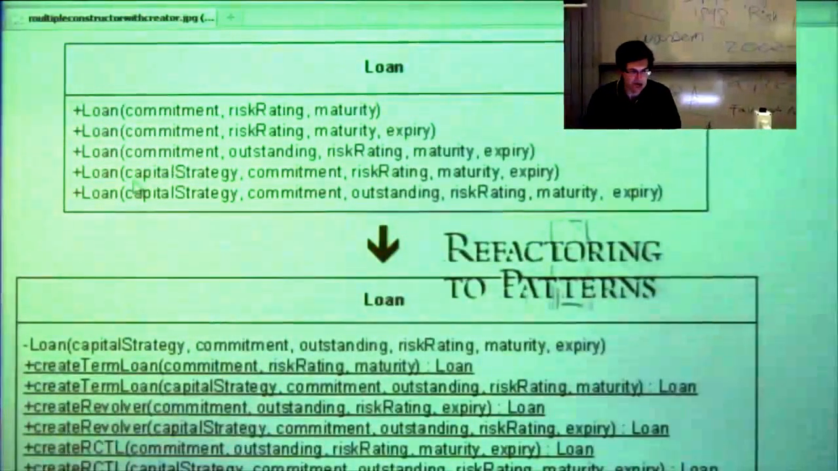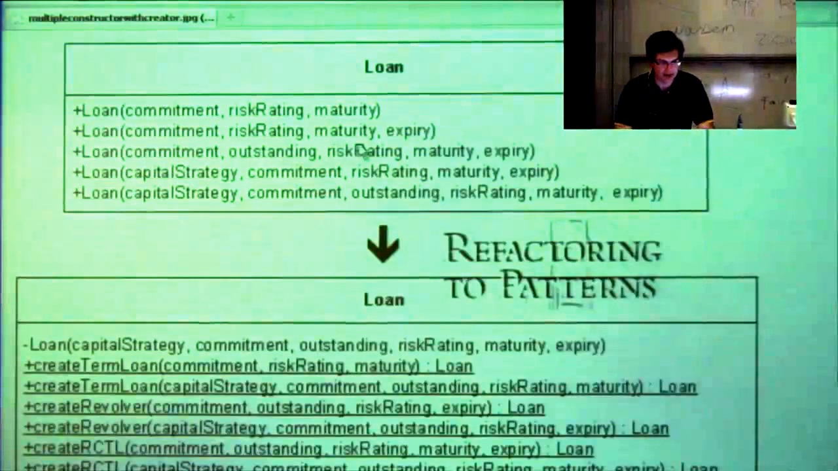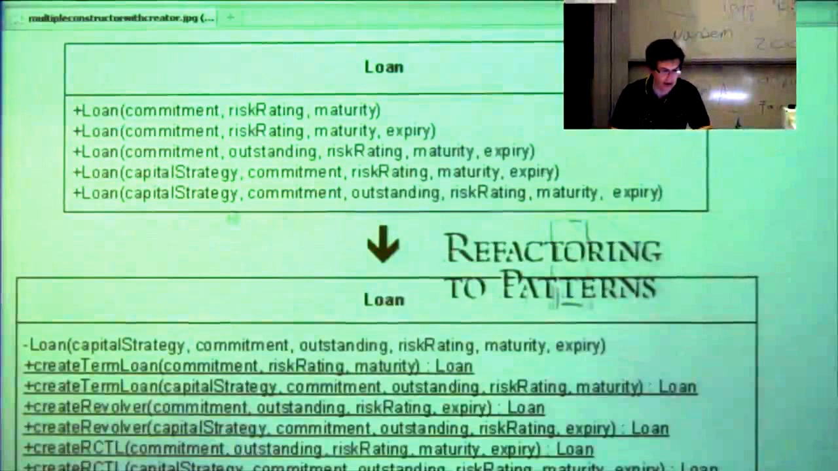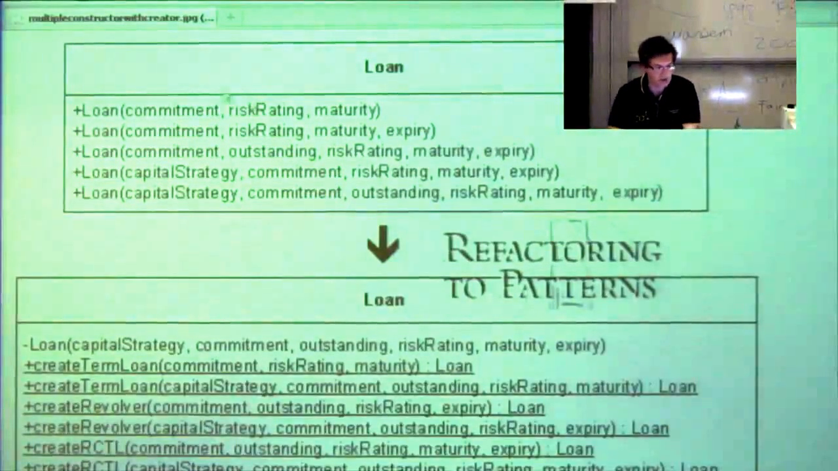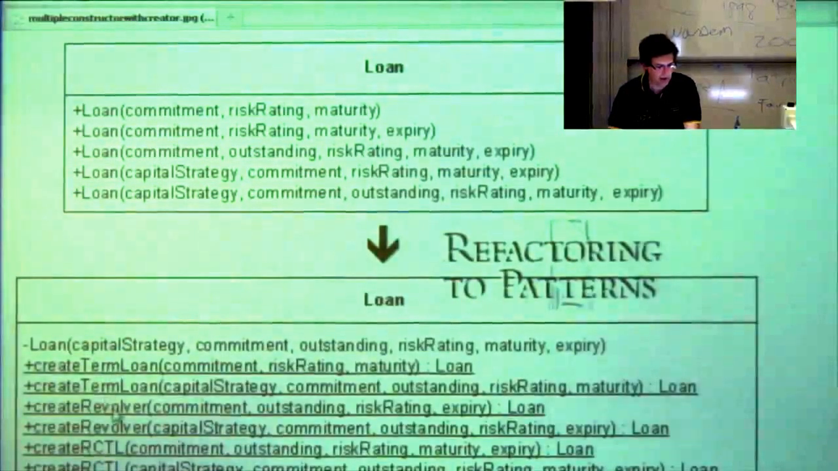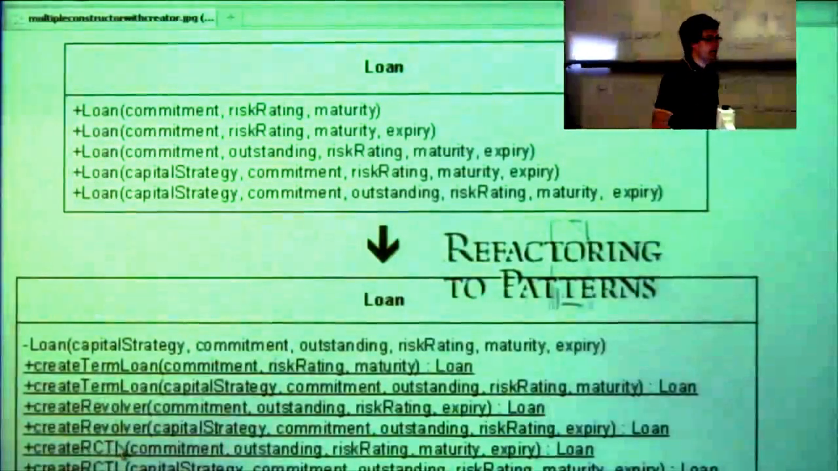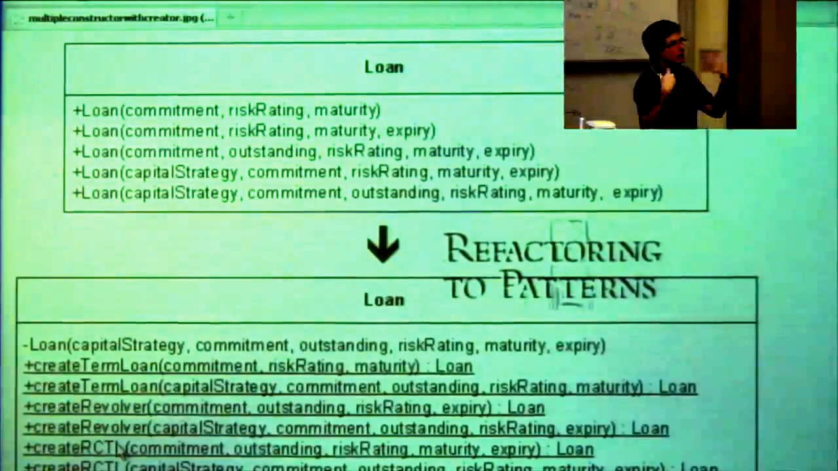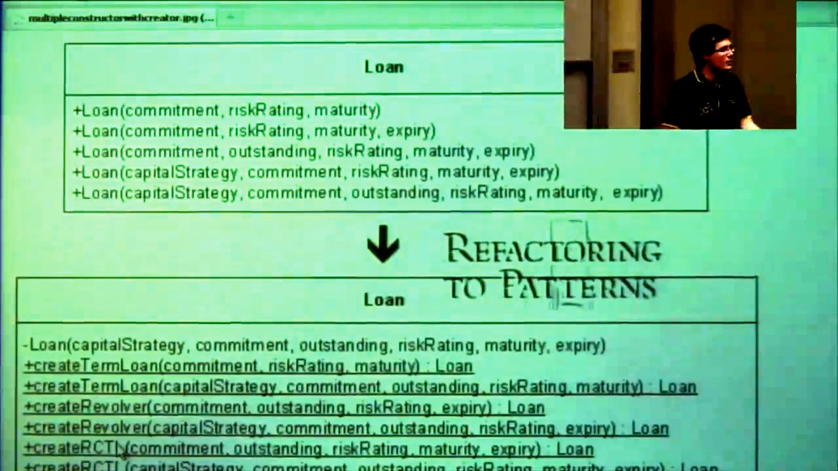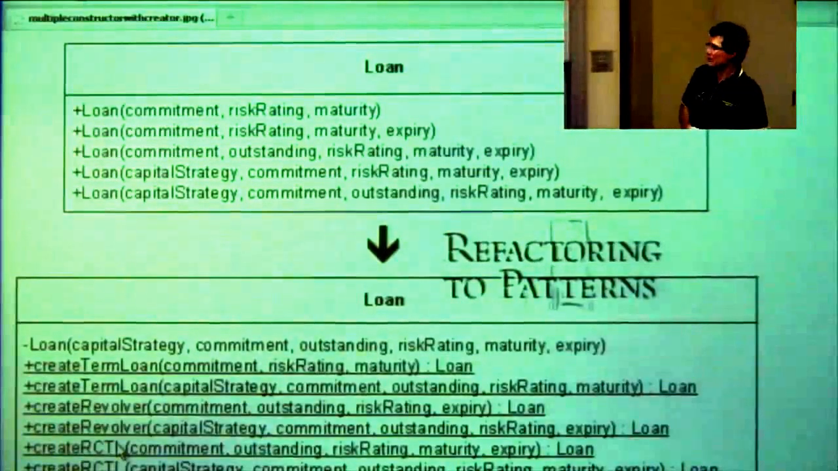Here are the constructors. Give me a new loan with a commitment, an outstanding, a risk rating, maturity and expiry. A capital strategy, commitment, a risk rating, maturity and expiry. It's like the Court of King Caractacus. That's what it used to say, but now it says, make me a term loan. There's two ways of making term loans. Make me a revolving line of credit, make me an RCTL loan. These call the underlying constructors in different ways, but now I know the sort of loan that I'm making by passing different parameters into the constructor.